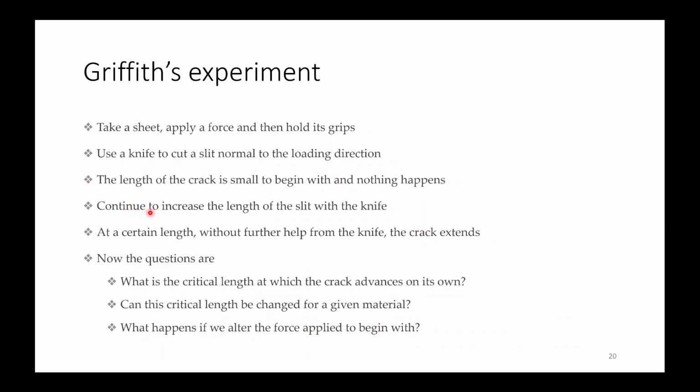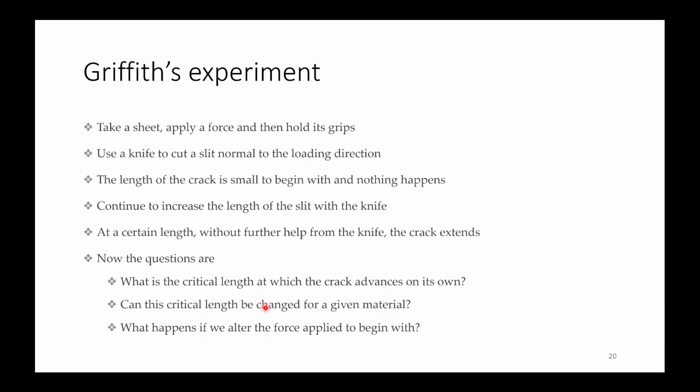Now as he continued to increase the length of the slit with the knife, at a certain length without further help of the knife, the crack extends. Now the questions are, what is the critical length at which the crack advances on its own? So there will be a critical length that we used in the formula of fracture toughness. And can this critical length be changed for a given material?